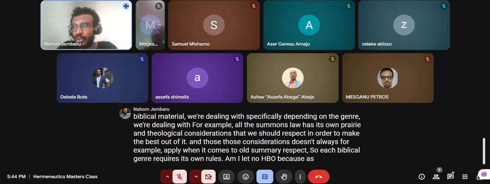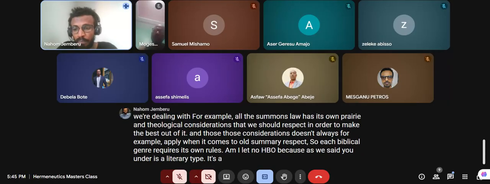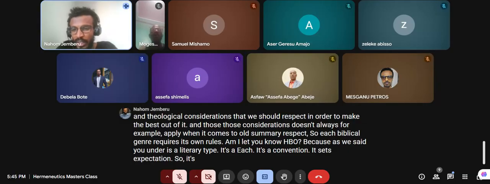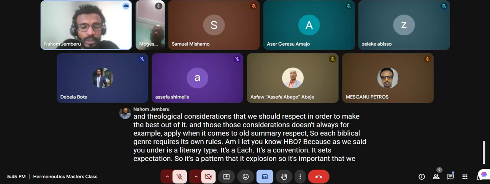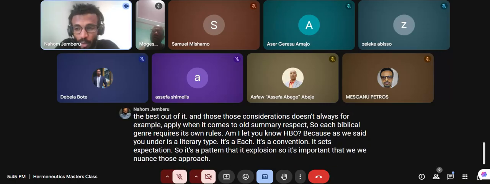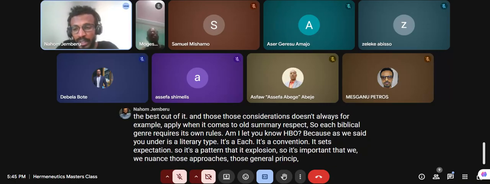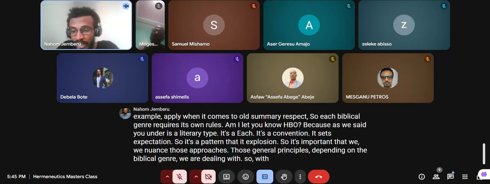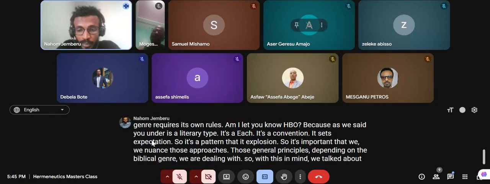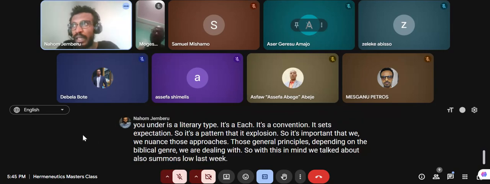Because, as we said, genre is a literary type. It's a convention. It sets expectations. So it's a pattern that the text follows. Right? So it's important that we nuance those general principles depending on the biblical genre we are dealing with. With this in mind, we talked about Old Testament law last week.